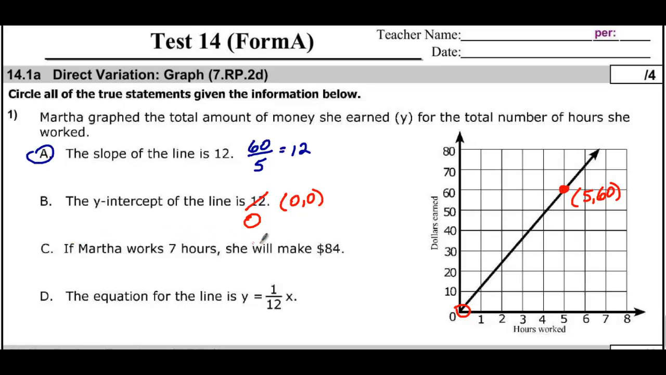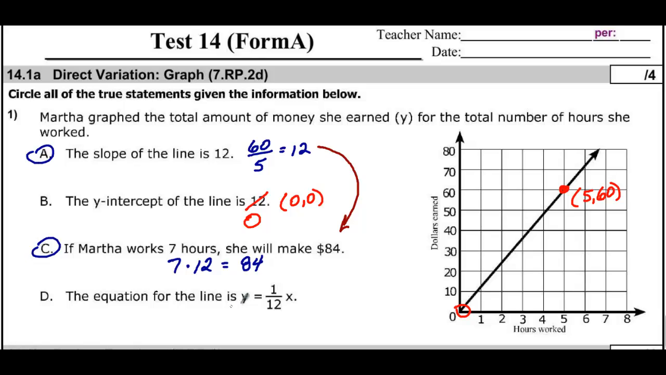C, if Martha works 7 hours, she will make $84. Well, the other nice thing about getting this 12 is that when we have that slope, that tells us how much somebody makes per hour. So we know that Martha makes $12 per hour. So if she works 7 hours times $12 per hour, yes, that does equal 84. So that one's true.